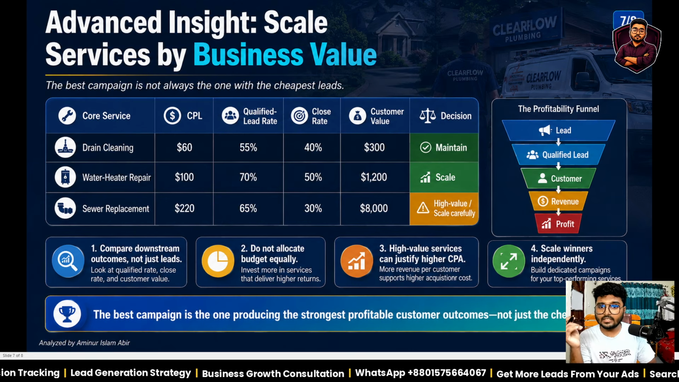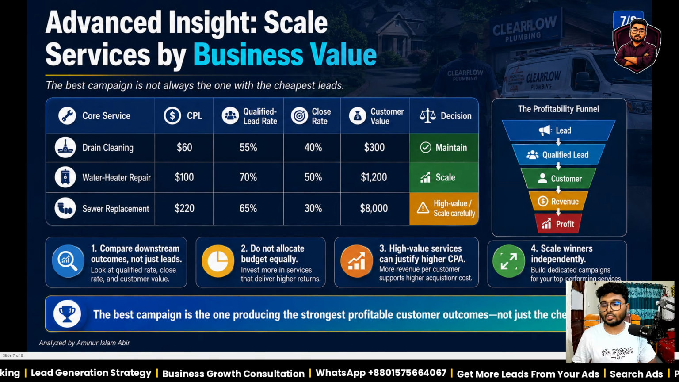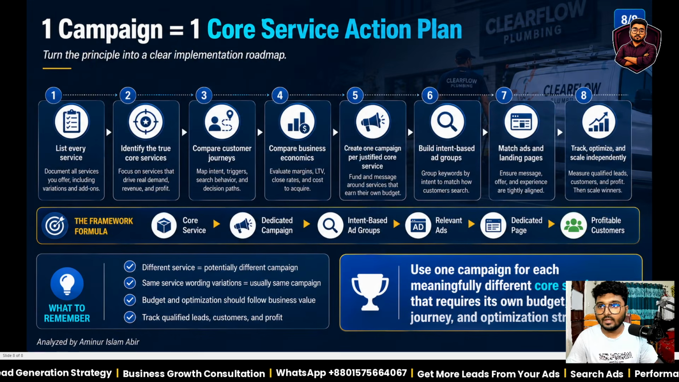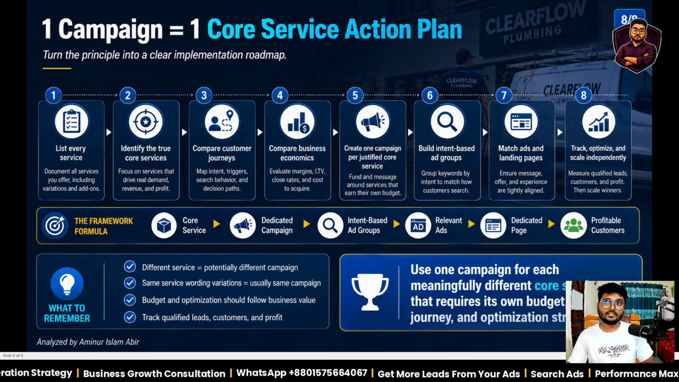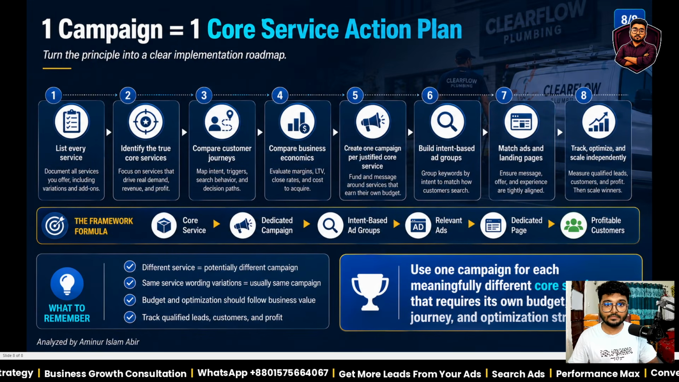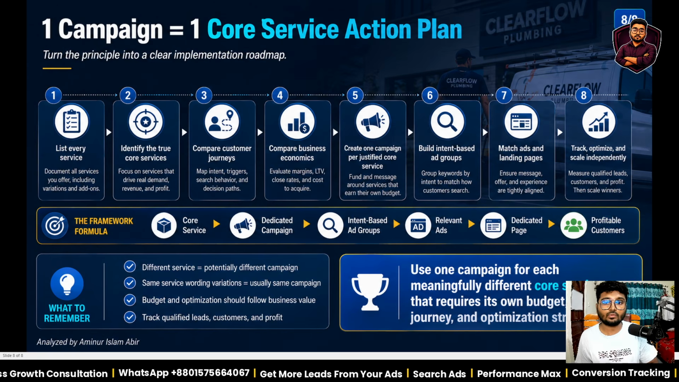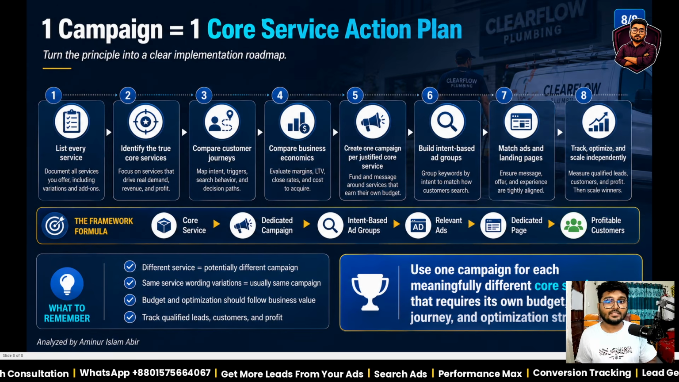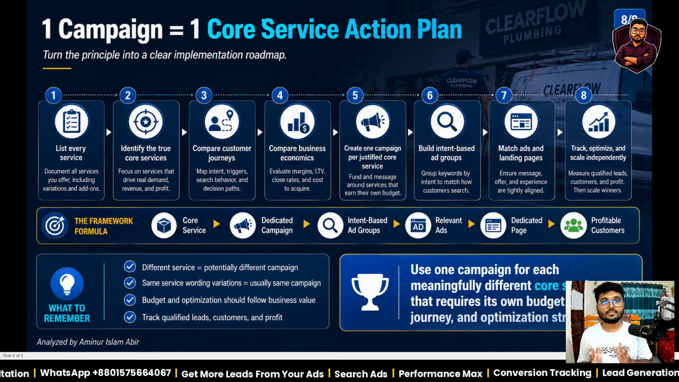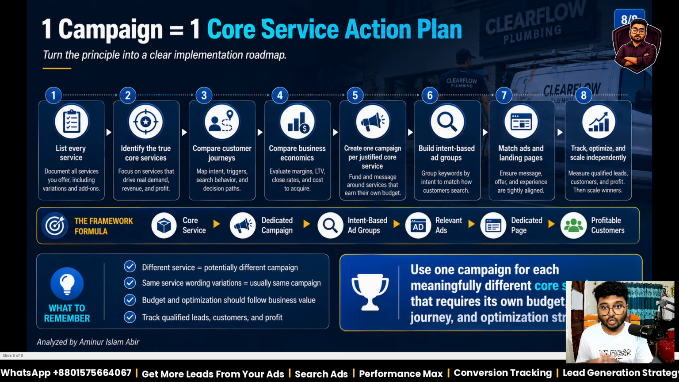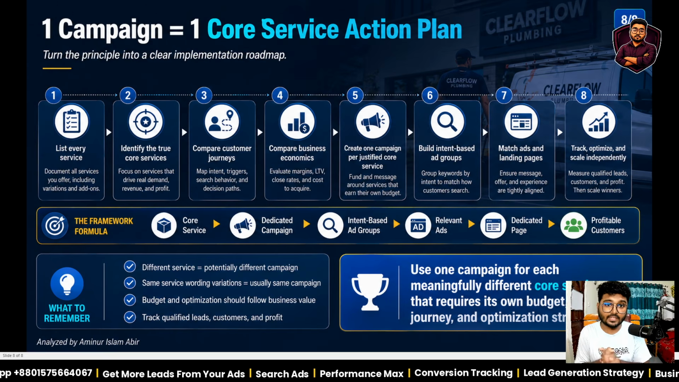Let's finish by turning the principle into a practical action plan. So this is my last and final slide, where I describe and give an example of one campaign, one core service action plan. Here is the complete process. Step 1, list every service. Document all services the business wants to advertise.